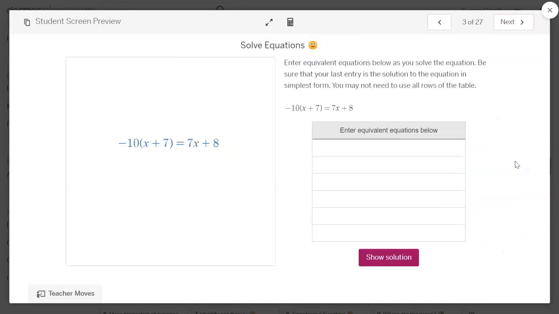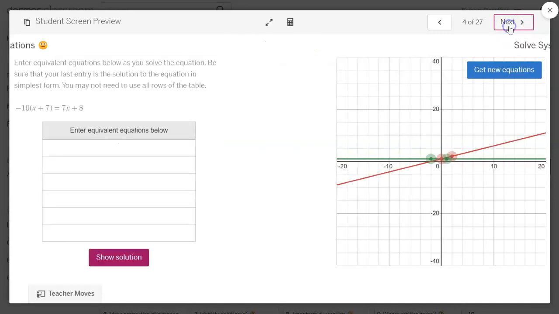So this screen is solving equations, and they will type each of their steps into the table. They may not need to use all of these rows. Something you might want to know about this screen and several of these first screens is that this is not just one question, because when they finish, they have the option of clicking to get a new equation and doing these again. And some of the graphs are the same way.